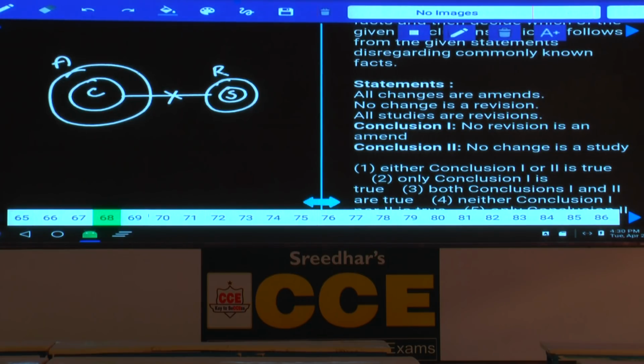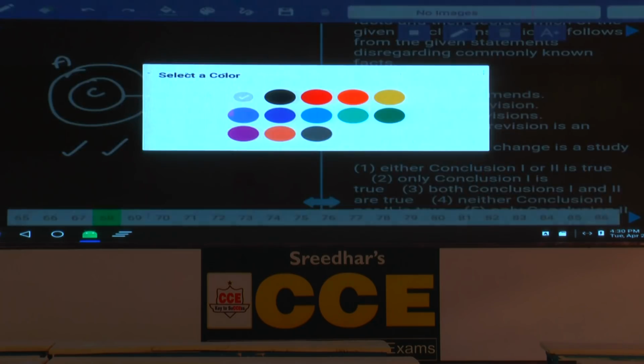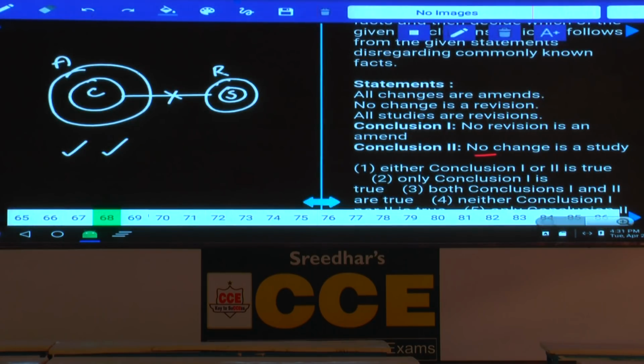Then the first conclusion. What is the first one here? No revision is an amend. Revision is here. Amend is here. As of now it is definitely true. No revision is an amend. And no change is a study. No change is a study is also true. Hence both the conclusions are true. And both these two are negative conclusions.